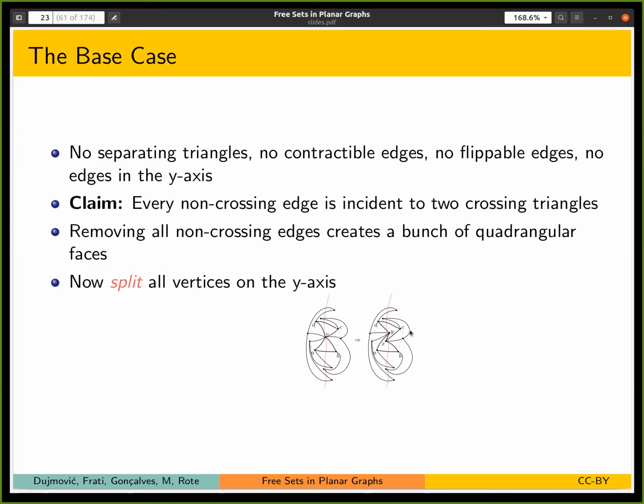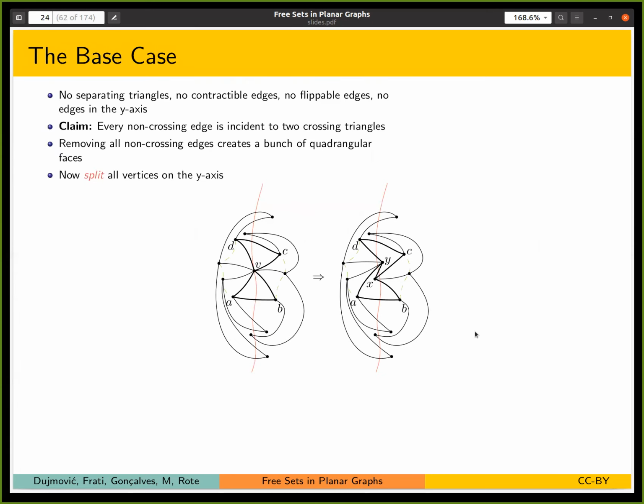And then finally, there's the vertices that are on the axis, but actually those are handled by this extension to the quadrangulation theorem. So you apply this result for quadrangulations and finish there.